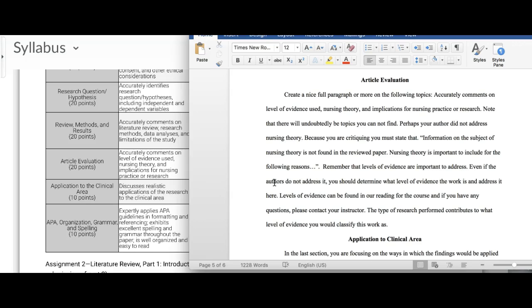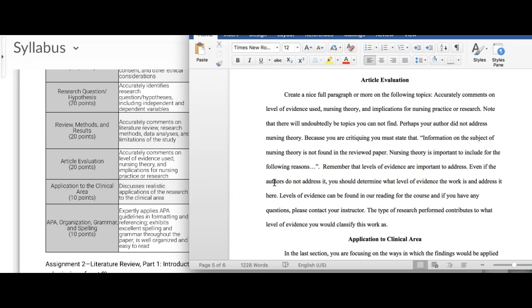Most of your research articles will not tell you what level of evidence they are. So you have to find the source. We have sources in our reading for the week. You have to find the source, and you have to determine, based on the type of research it is, what level of evidence you're talking about. But don't omit that section from your critique, because you'll lose points if you do.